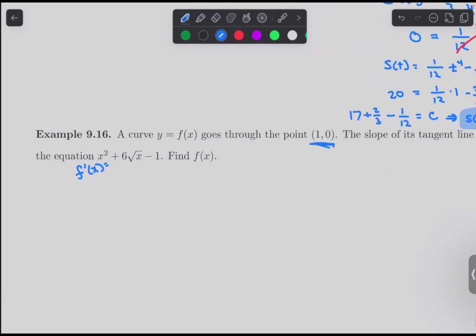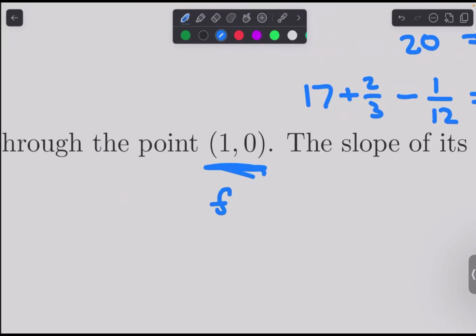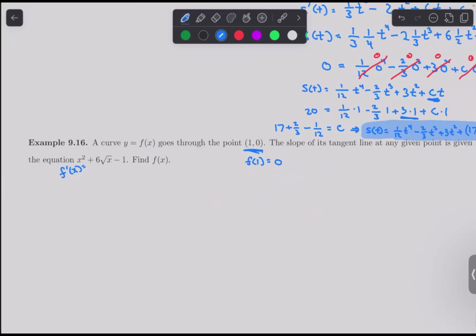And I would like to find f of x. So we are given a derivative function and we're given a point that is supposed to be on this curve. Another way to write this is that when you plug in 1, you should get out 0, right? So really, this is just an initial value problem, but the setup, the wording's a little bit different. So it takes a second to kind of interpret this.